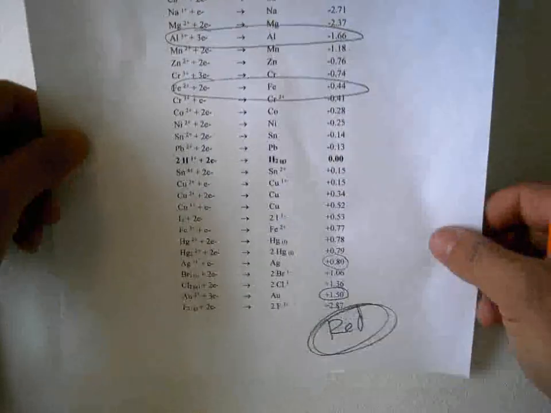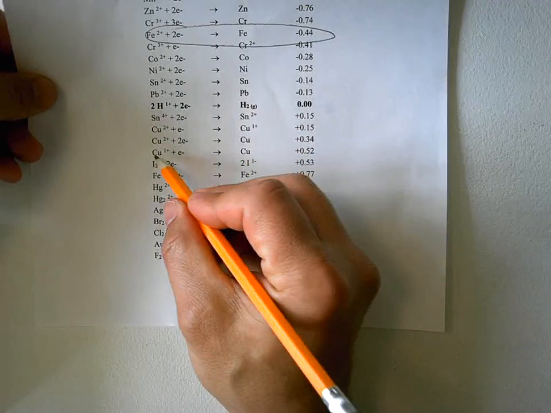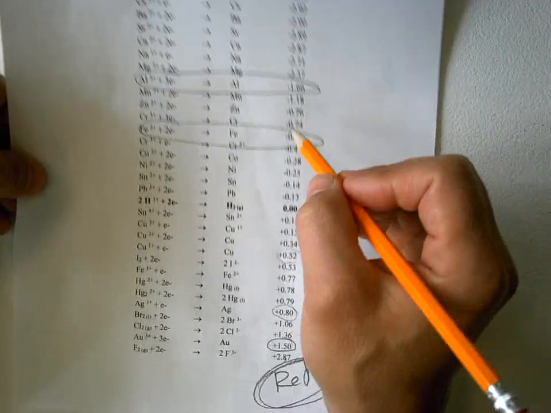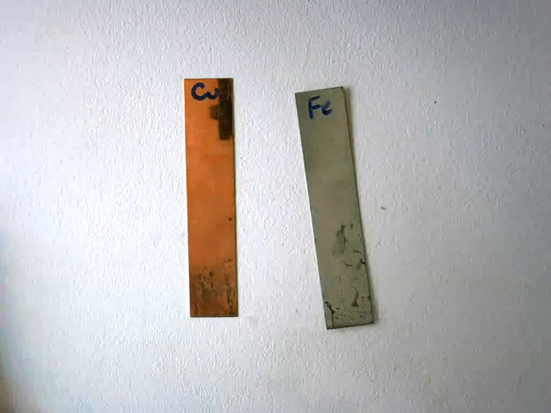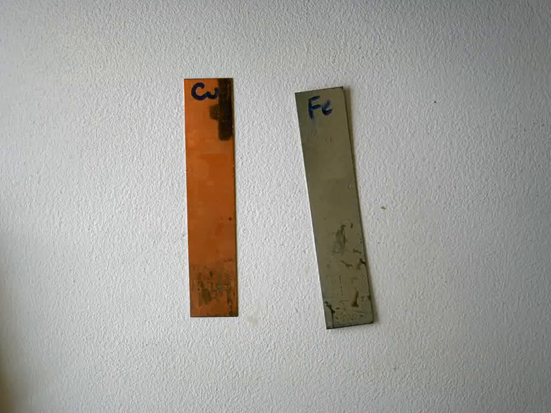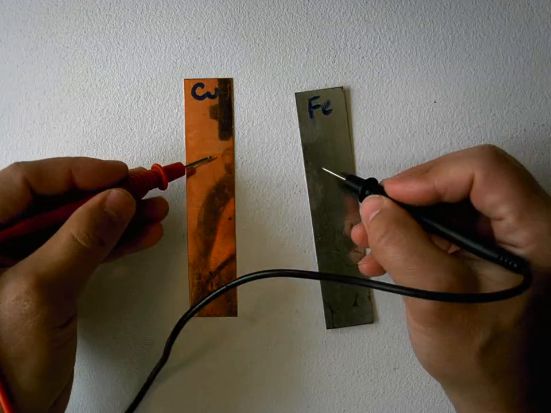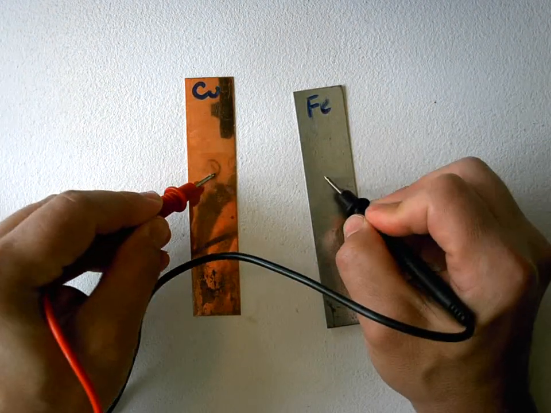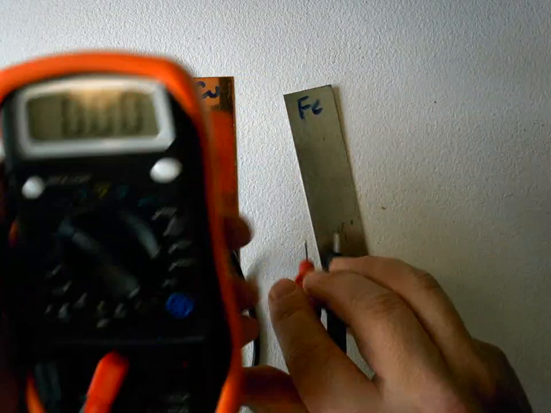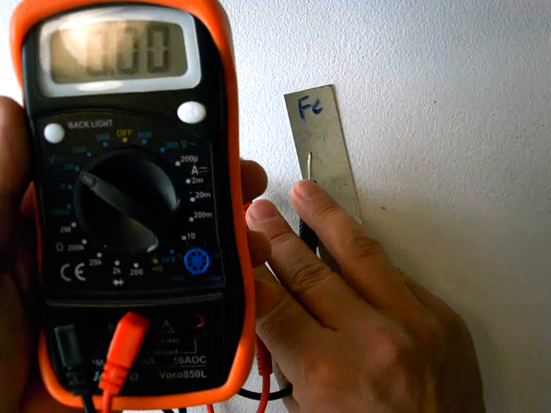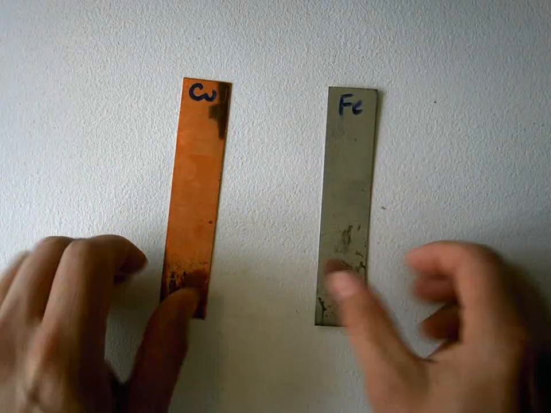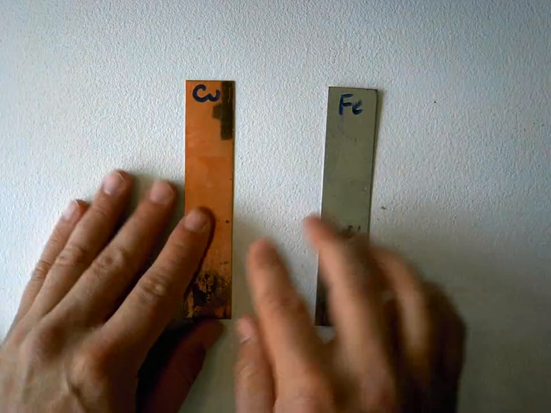If we look on our standard reduction potential chart, copper has a positive 0.522. That iron had a negative 0.44. These are different, so they can create a voltage if we connect them. This voltmeter is serving as a wire, and when I touch these two together, can you read what I'm getting here? I'm getting 0. This is because there is nothing to allow charge to flow here.